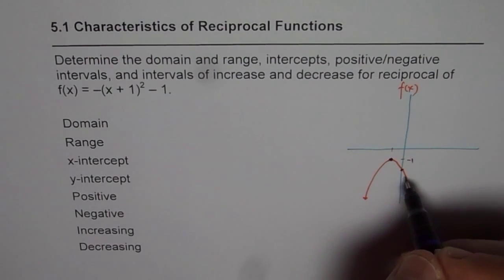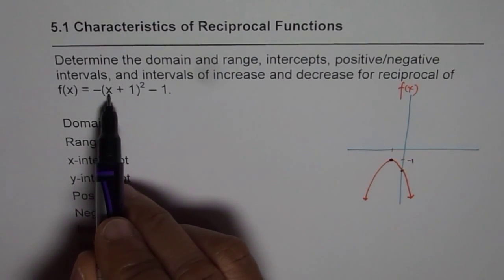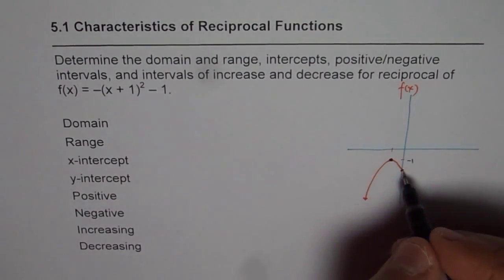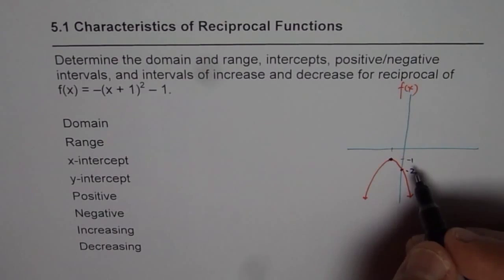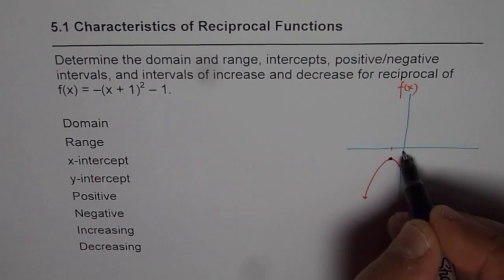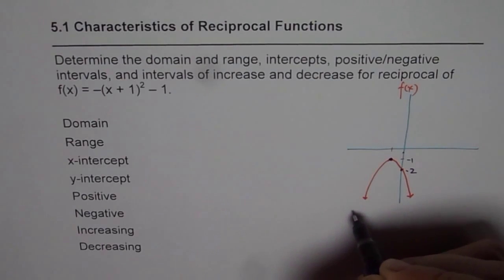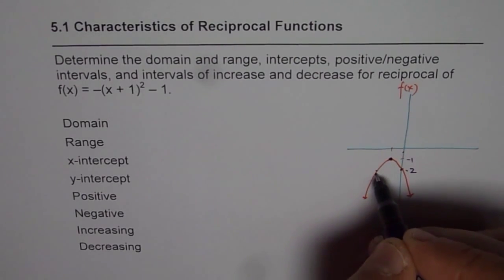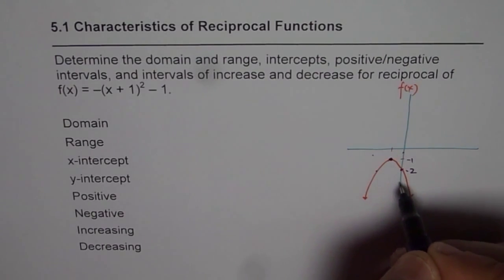The y-intercept for the function will be, if I put x equals 0, I get minus 1 minus 1, which is minus 2. So this is minus 2. The reciprocal of minus 2 is minus half. It'd be kind of here. And similarly, we'll have minus 2 here also, so that'll also be minus half.